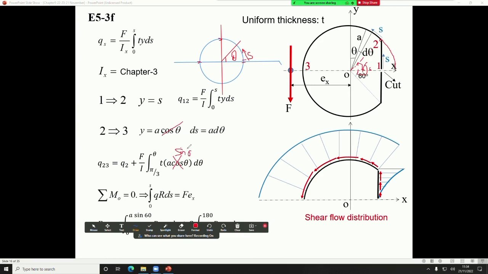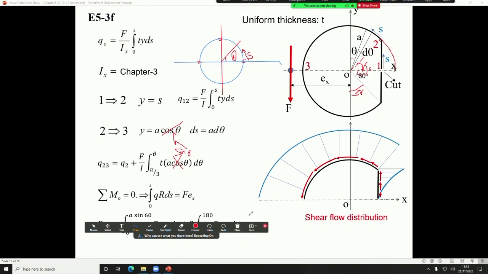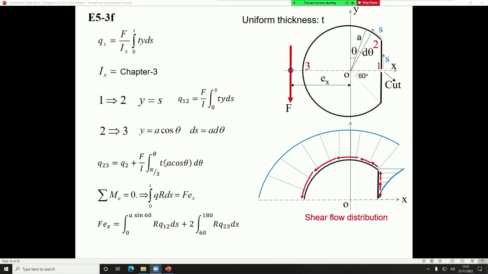And the same as this one, everything else is correct. Now say you assume this is your origin, then this angle becomes minus 30, because this is 60, this is 30. So if you go for a cosine of theta, everything is fine, except the limits become minus pi over 3, and everything else is correct, except this. So does it answer the question? So I repeat, based on the way I've written it, this should be sine of theta, not cosine of theta.